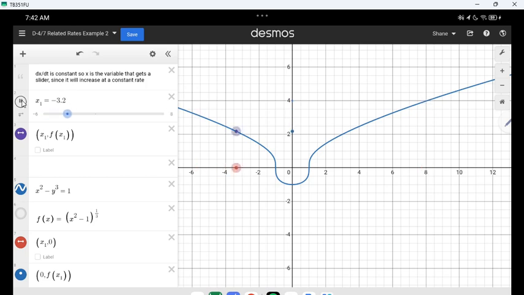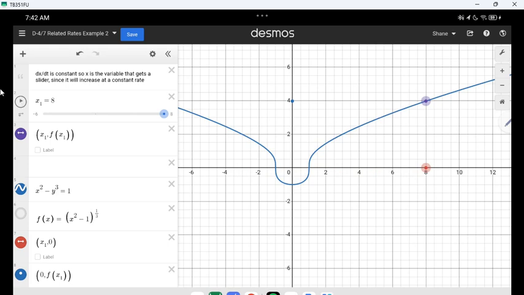So anyway, as the purple dot moves, dx/dt and dy/dt are the speeds of the red and blue dot individually. You can see that the blue dot ends up moving really, really fast as it goes through that weird bowl shape down at the bottom. But that is what we're doing. That's the idea of this lesson.